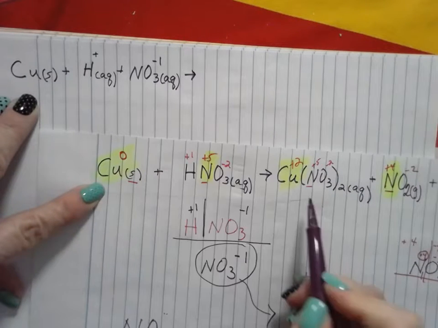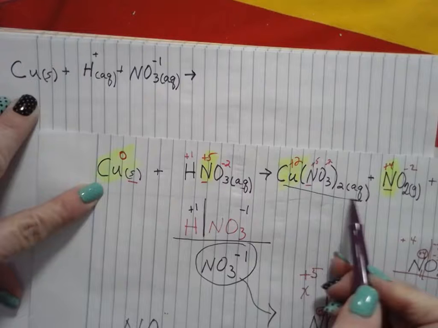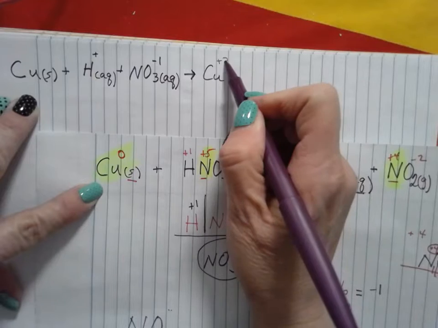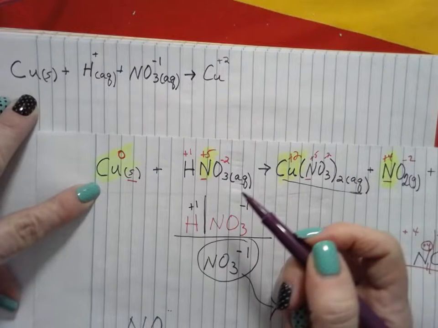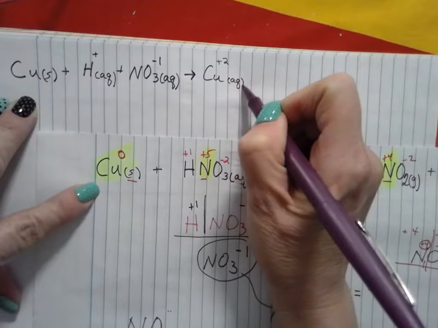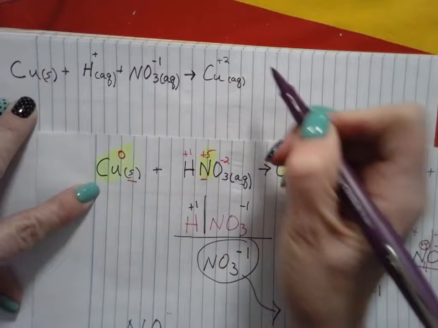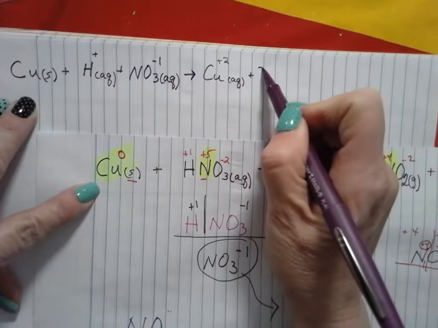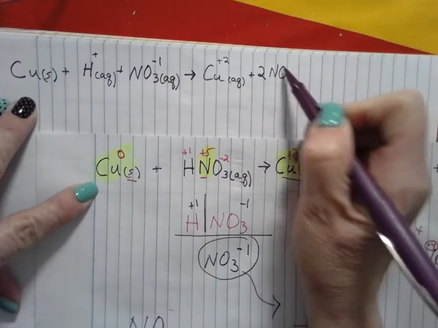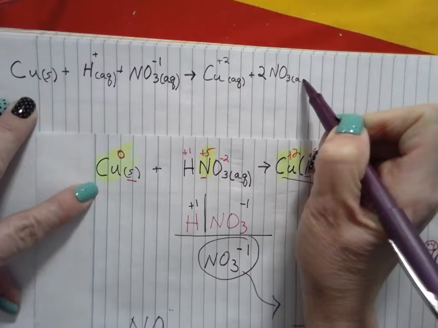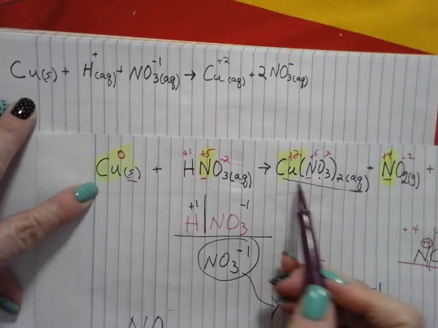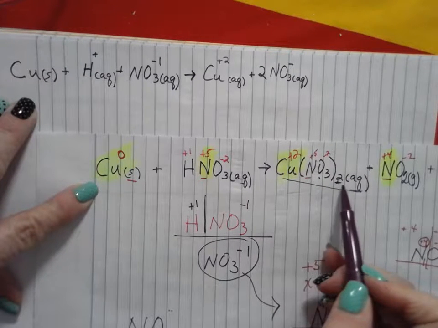And over here, we've got copper 2 nitrate in the aqueous form. That means that copper with a +2 charge is ionized. It's floating around freely, so we show that as being aqueous. And we've got 2 nitrates floating around in aqueous form. Does that make sense?